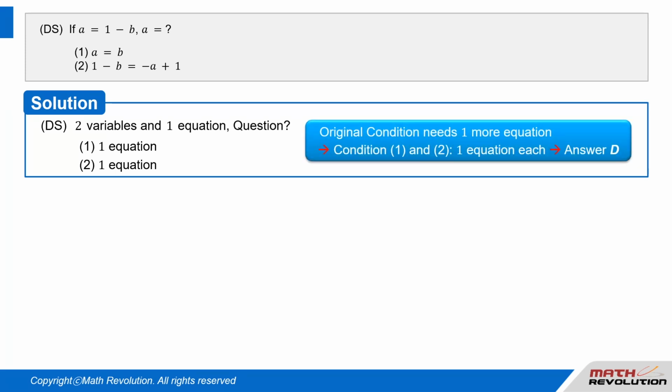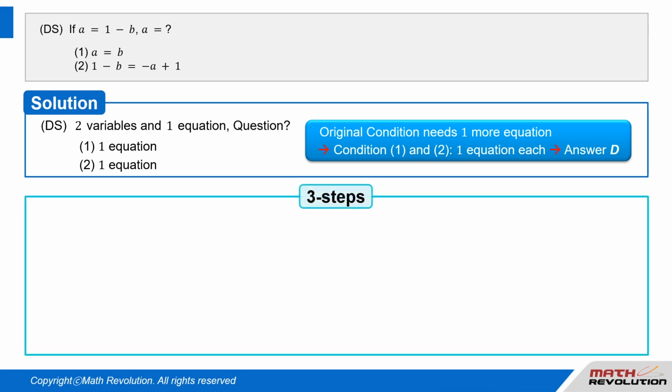We know that each condition would usually give us an equation, and since we need one equation to match the number of variables and equations in the original condition, the equal number of equations and variables should logically lead to answer D. Let's apply the three steps suggested previously.